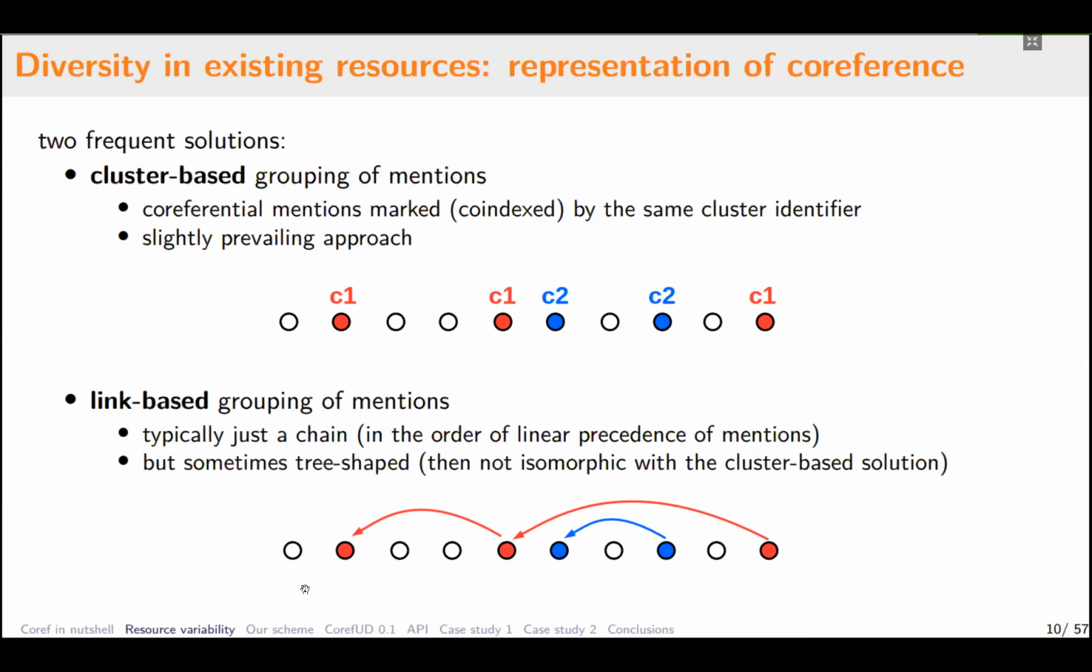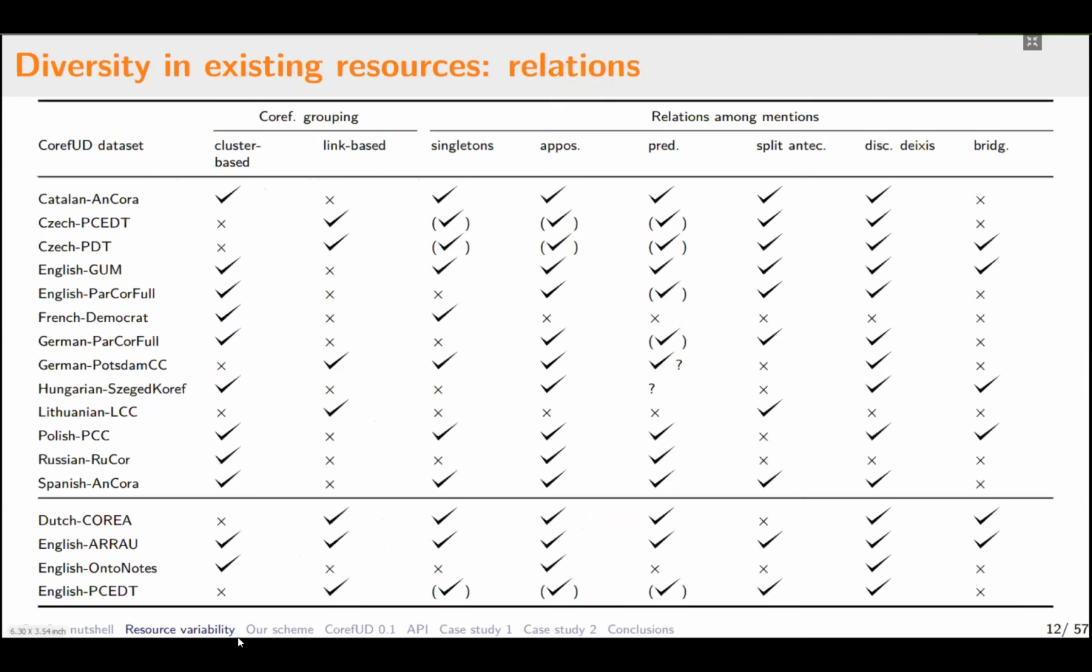Cluster-based grouping slightly prevails. You can see it here in the table. This is the common table of all adapted resources. Here you can see the part of the open release, and here are the datasets with non-free licenses. And here in the horizontal line are the features. You can see that the cluster-based solution slightly prevails, but we also have a link-based solution in some corpora, and even one corpus includes both solutions, cluster-based and link-based.